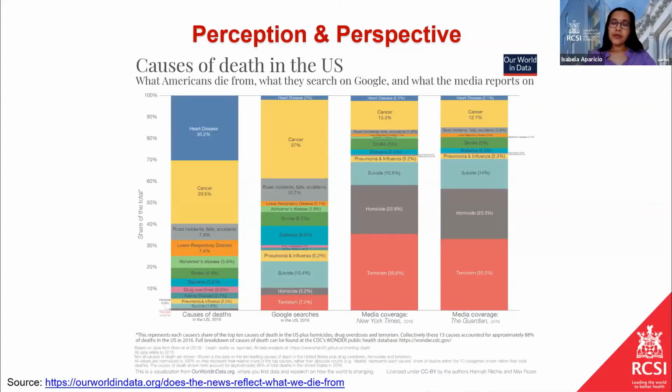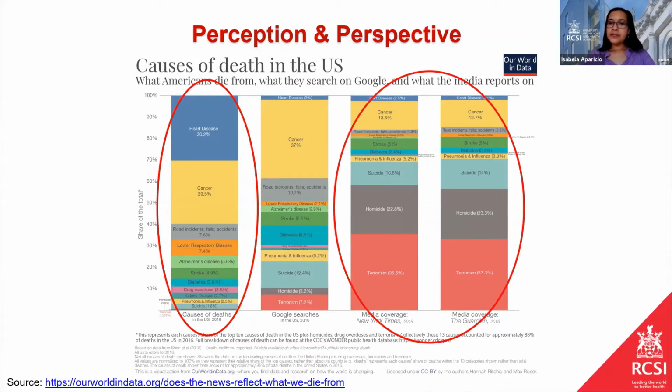An interesting example of this was published a few years back. This is from Our World in Data. And this is statistics on the cause of death in the US. So here on the left-hand side, these are the real causes of death. So you can see the distribution of different types. Whereas on the right-hand side, what you can see is what the media focus on. So they provided an example from two quite respectable newspapers, actually. In the middle, what you're going to see is what people actually researched on Google.